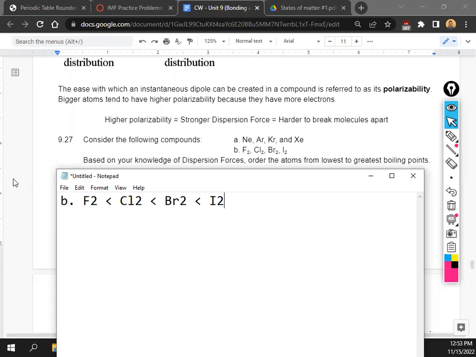Yeah, exactly. So since F2 is the smallest, it's going to be affected by dispersion forces the least because there are fewer electrons moving around. And so, same principle, it is less polarizable.